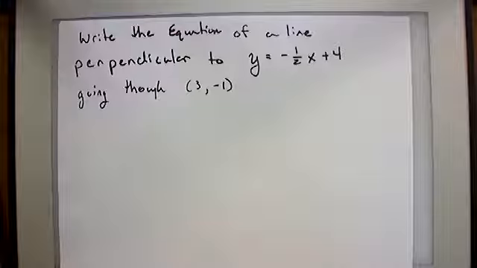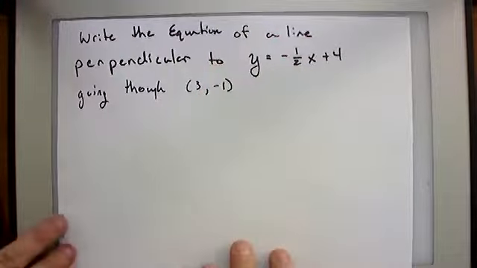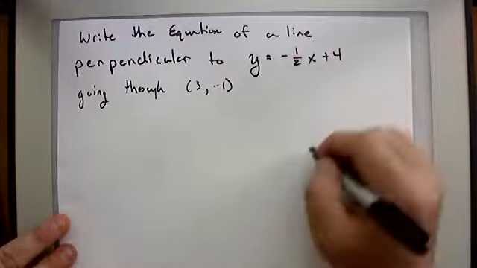This is more down the line. The last one was a little easy. Parallel is not too bad. Perpendicular is a little more tricky. First step is to find the slope. If it says write the equation of a line, first step is to find the slope. So if their slope is -1/2, what is your slope?